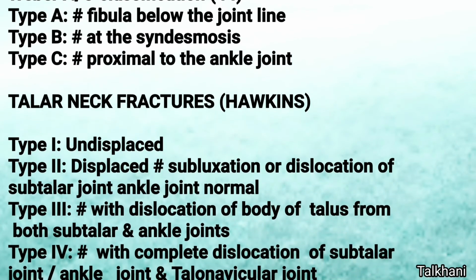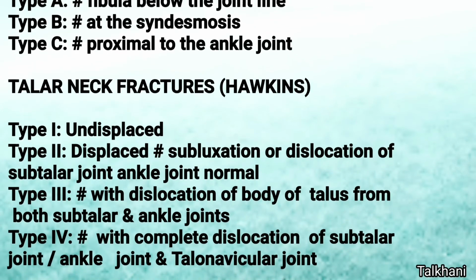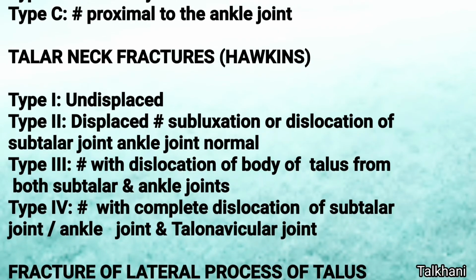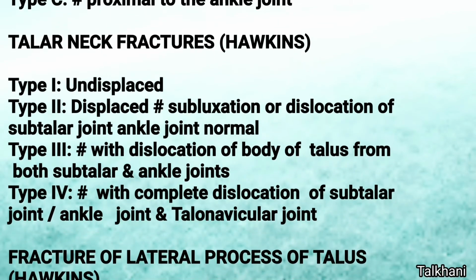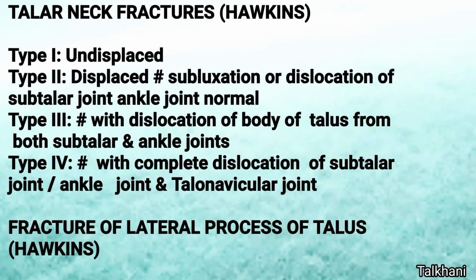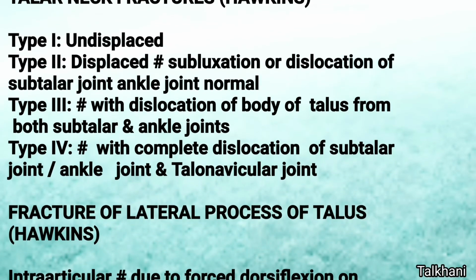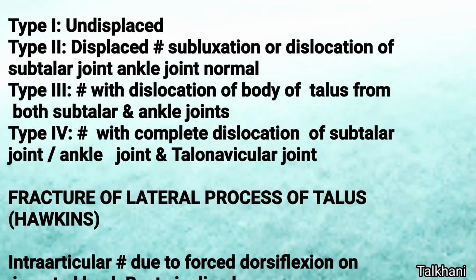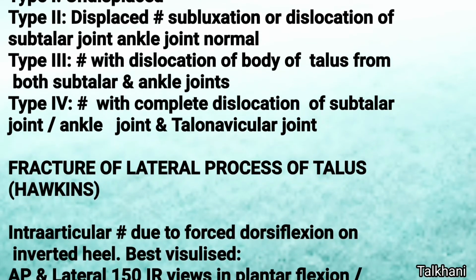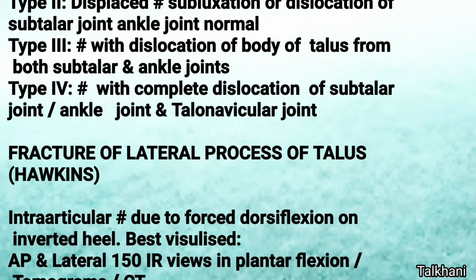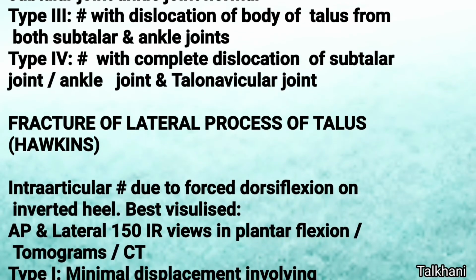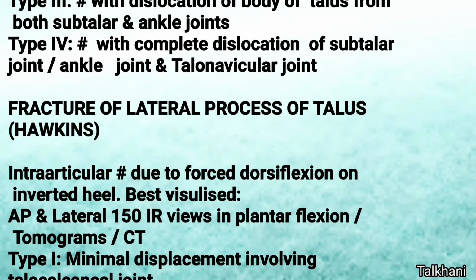Talar neck fractures. Hawkins classification is: type 1, talar neck fracture undisplaced; type 2, displaced fracture with subluxation or dislocation of the subtalar joint, ankle joint is normal; type 3, fracture with dislocation of body of the talus from both subtalar and ankle joints. Type 4 is fracture with complete dislocation of subtalar joint, ankle joint and talonavicular joint.